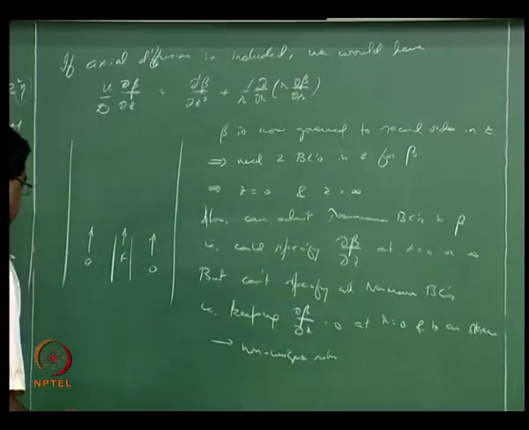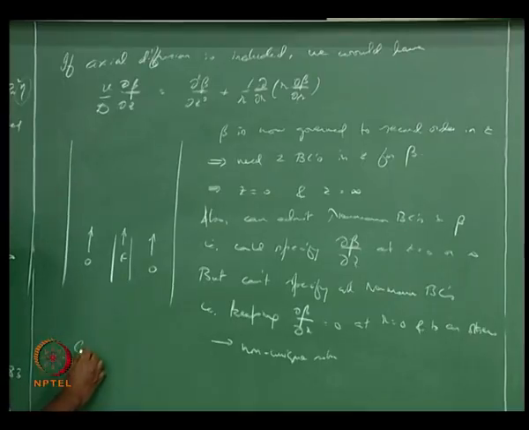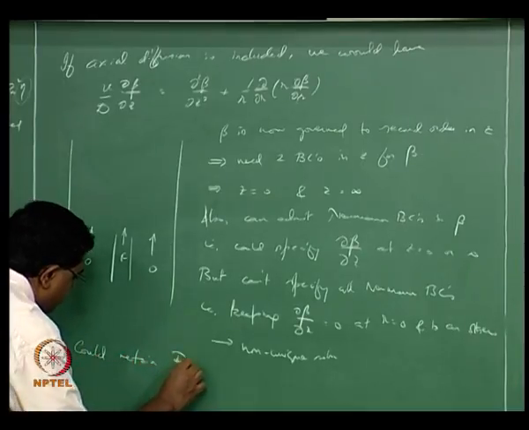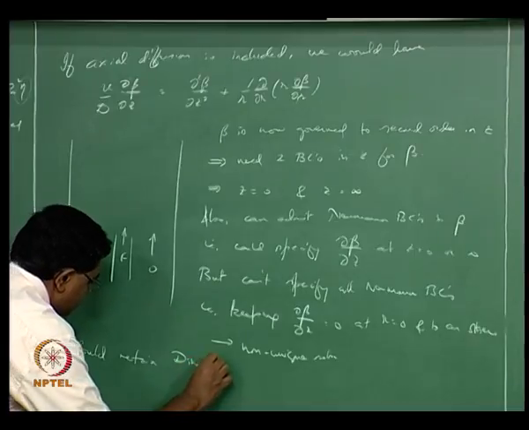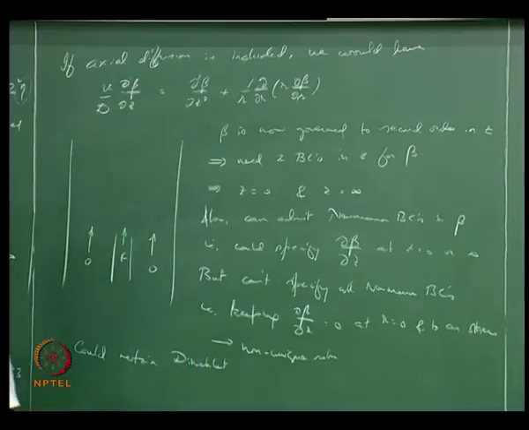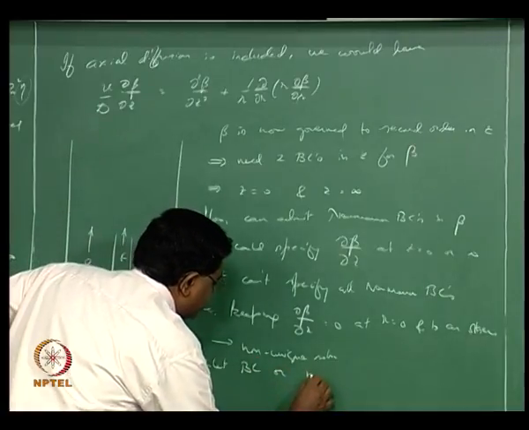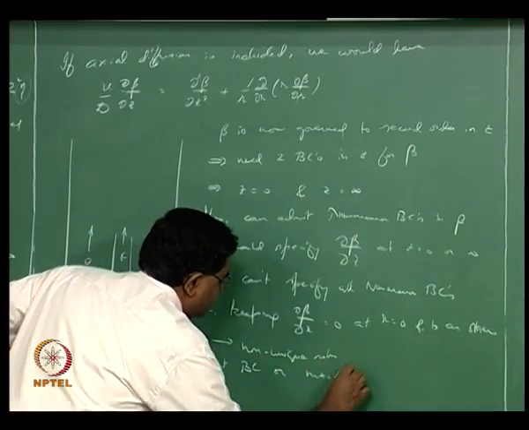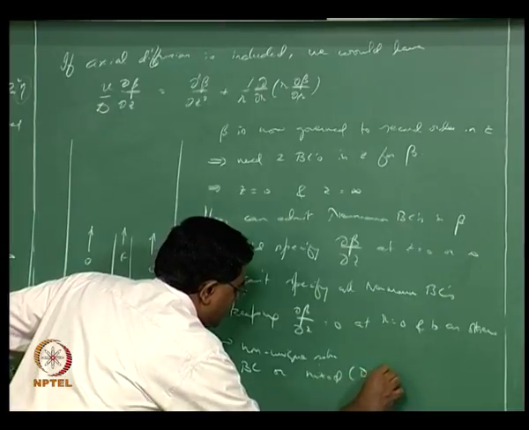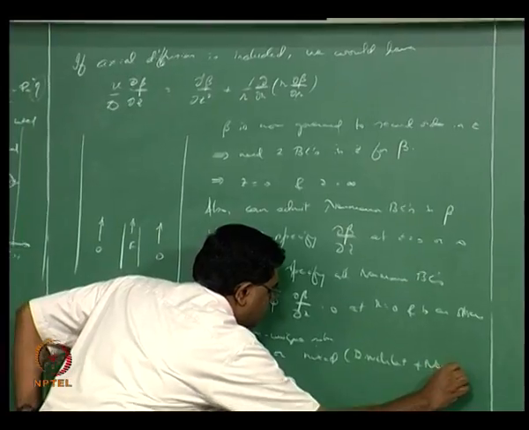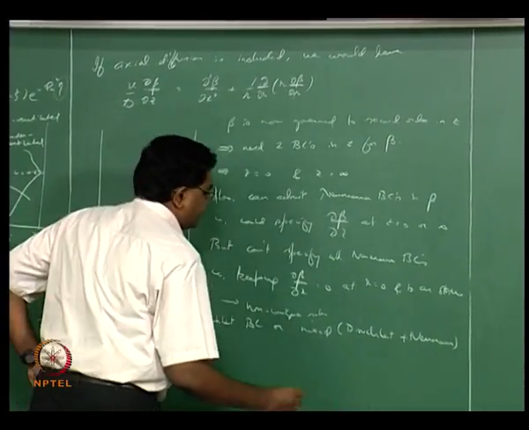Therefore we could retain Dirichlet BC or mixed, which is Dirichlet plus Neumann BC.